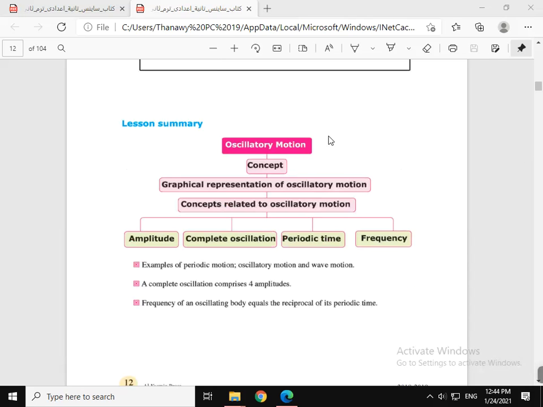Our lesson summary: oscillating motion, its concepts, and graphical representation of oscillatory motion. Concepts related to oscillatory motion: amplitude, complete oscillation, periodic time, frequency. Examples of periodic motion, oscillatory motion, and wave motion. The frequency of an oscillating body equals the reciprocal of its periodic time.